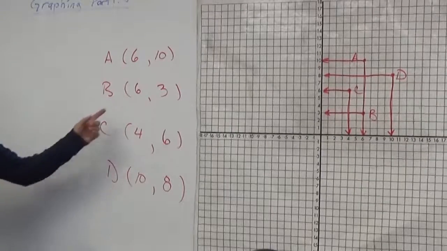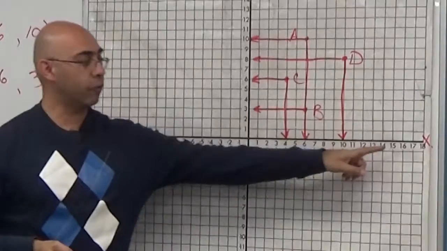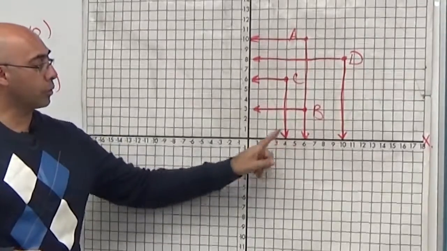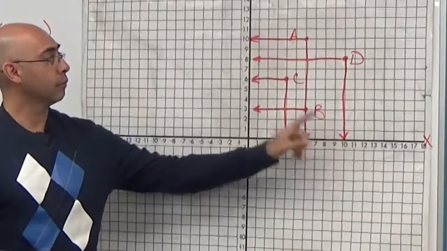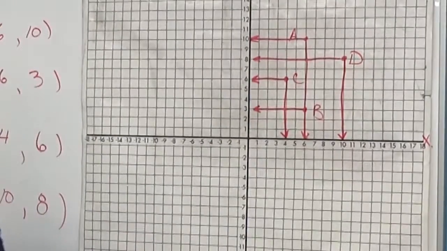So how do you know which number goes first? The letter. The letter tells you which number to put first. This is always going to be X, so this number always goes first. Y comes next, so this number always comes second. All right, so now we know how to label it.